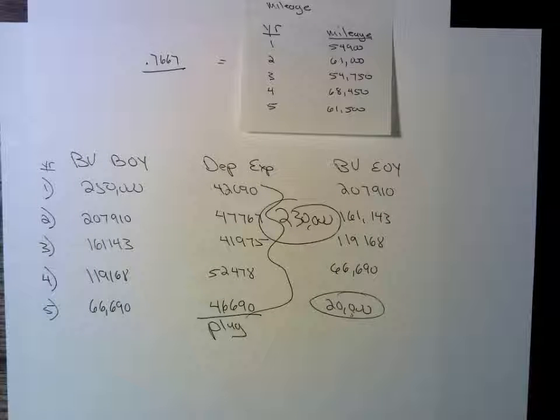So that is units of output or units of production. So we've now looked at each of the three depreciation methods.